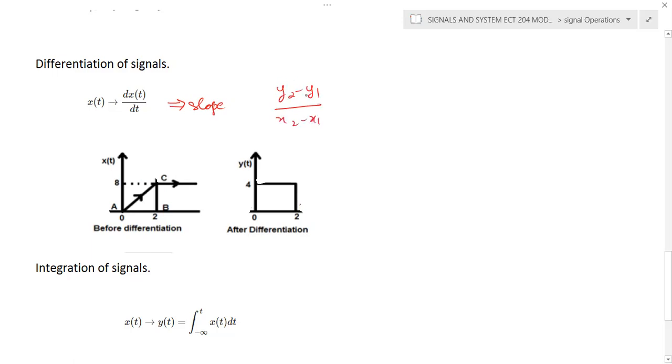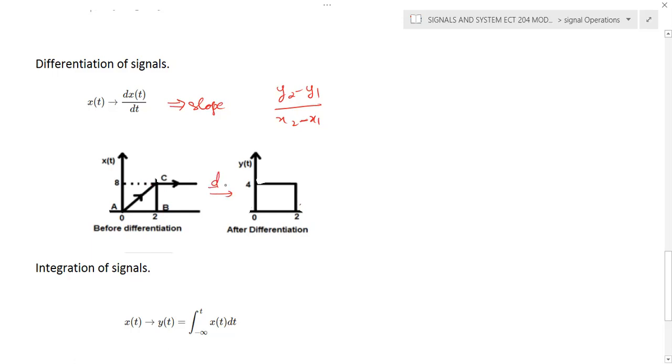You need to simply find this particular ratio, y2 minus y1 by x2 minus x1. That is the slope of the waveform. So derivative of a signal means it's simply the slope. If you observe the first waveform, you can see that it's linearly increasing, then it's a constant value. Here the amplitude is 8, here 2. From 0 to 2, the amplitude is linearly increasing, and finally it reaches 8.